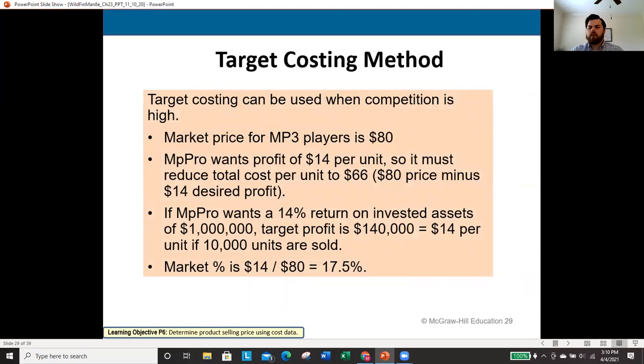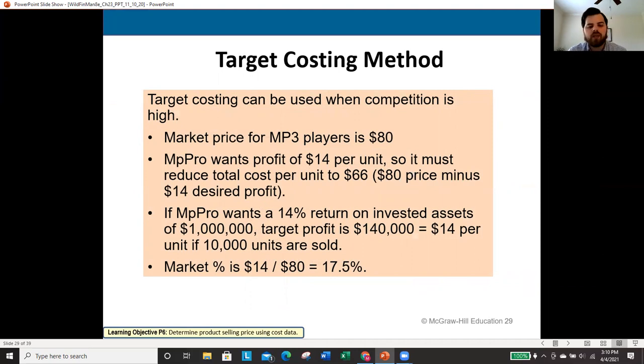Now, for my next piece, we want to look at what we might use when I'm actually in a highly competitive environment. So in this case, we'll talk about target costing. In target costing, we want to deal with when we are what is called a price taker. Under my total cost method, I'm a price setter, so I have some ability to influence my price.